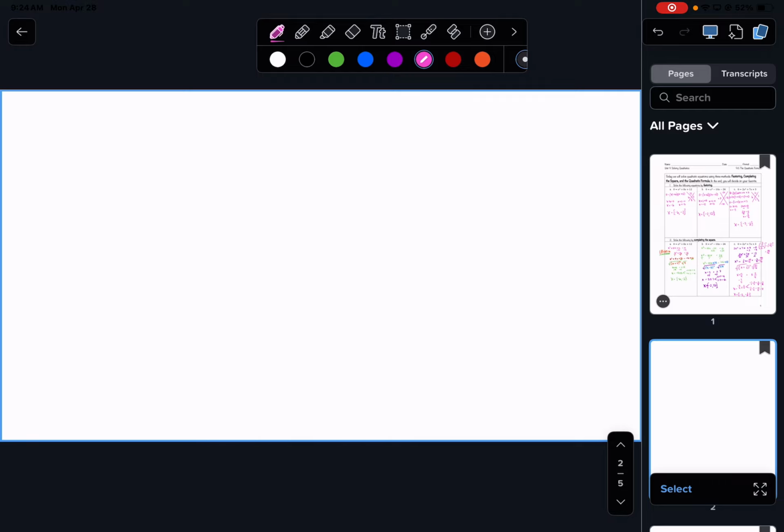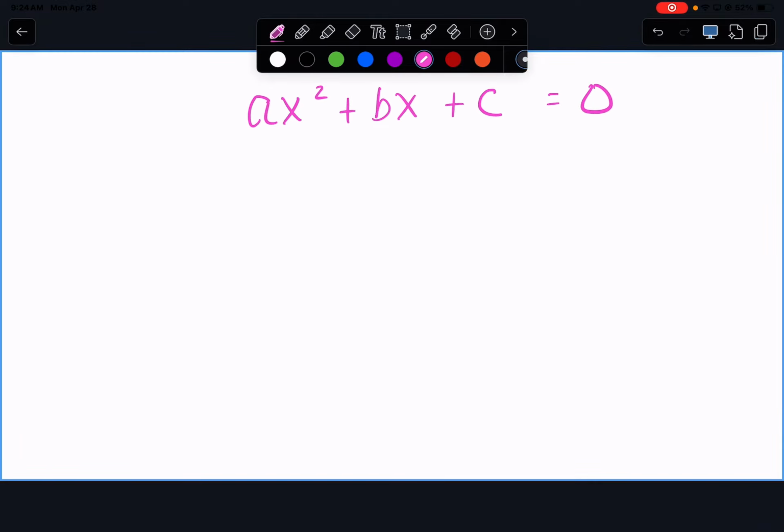So what I had you do for the bonus, right, is I had you take ax squared plus bx plus c equals 0 and solve it for x by completing the square, right? That's what our bonus was. So first things first, I move what is my constant.